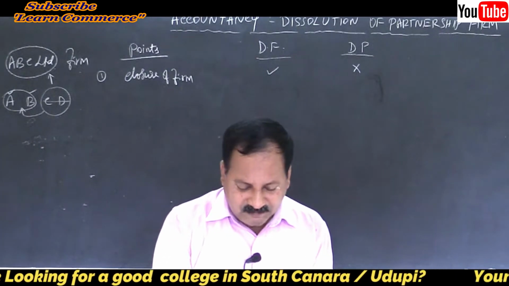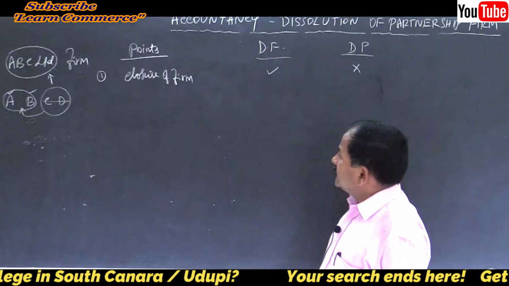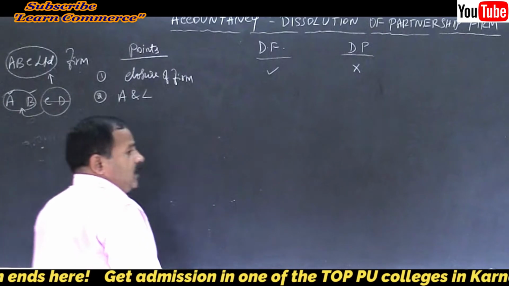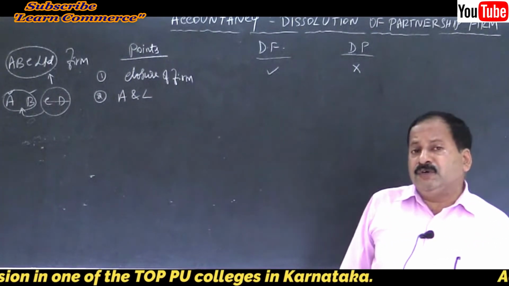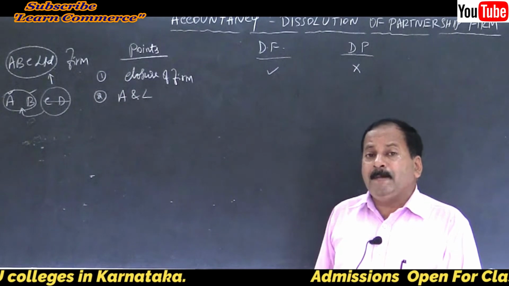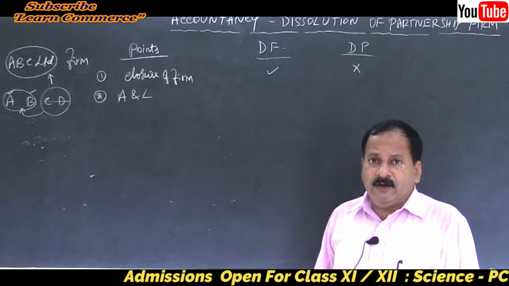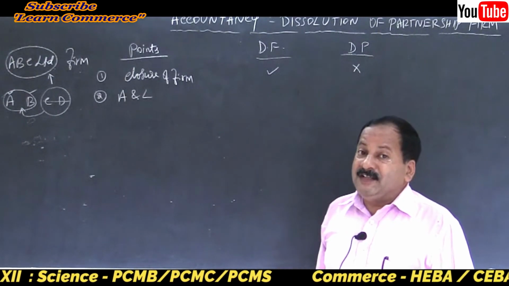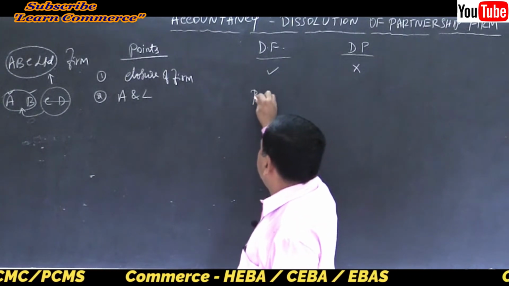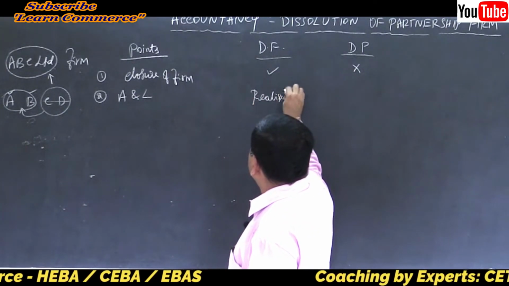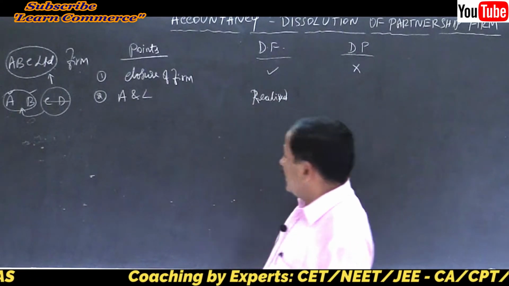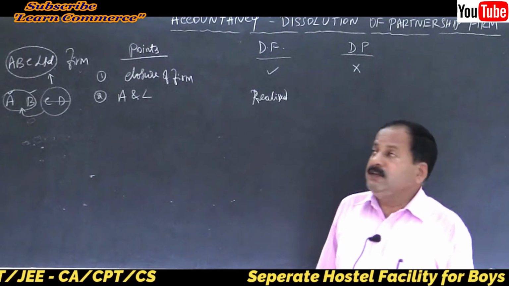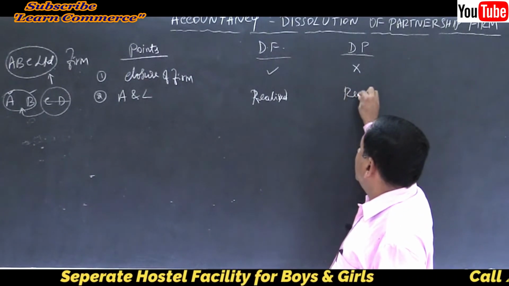Then next point is assets and liabilities. What about assets and liabilities? Under dissolution of firm, as the firm gets closed, the business will be suspended permanently, isn't it? It will not start again. Then in case of dissolution of firm, assets and liabilities are realized. Remember, assets and liabilities are realized means assets are sold and liabilities are paid off. So the firm gets closed. Here assets and liabilities are revalued.